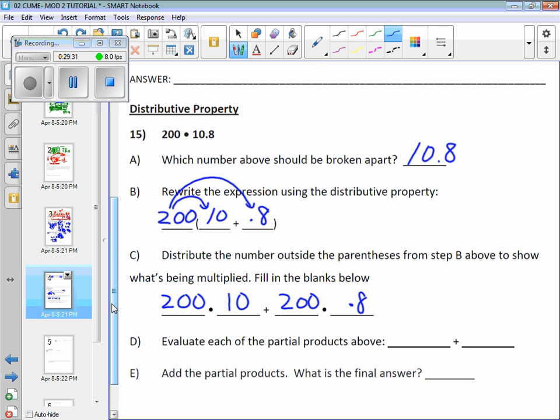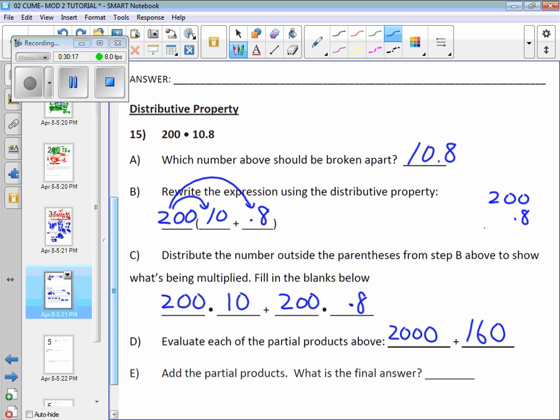Now the idea is to try to be able to do this in your head. Well, 200 times 10, you could use the 0 trick. That becomes 2,000. And you just have to be careful with 200 times 0.8, because 200 times 0.8 is going to produce a number that's less than 200, because 0.8 is less than 1. So as long as you could do 2 times 8 in your head, which is 16, and you know the number is slightly less than 200, we're hoping that you could see that that is 160.